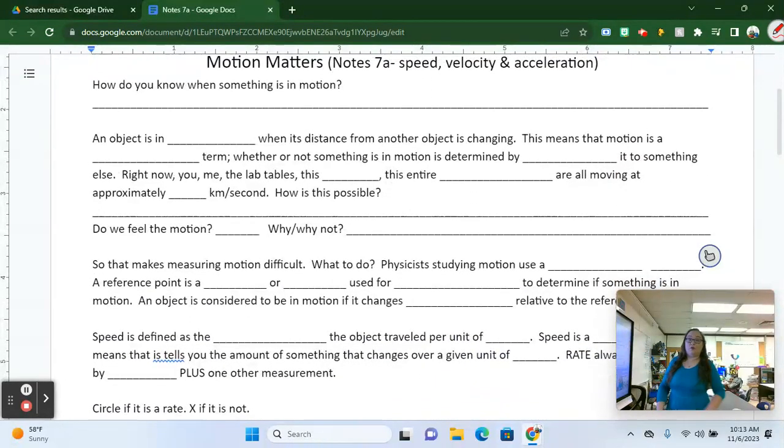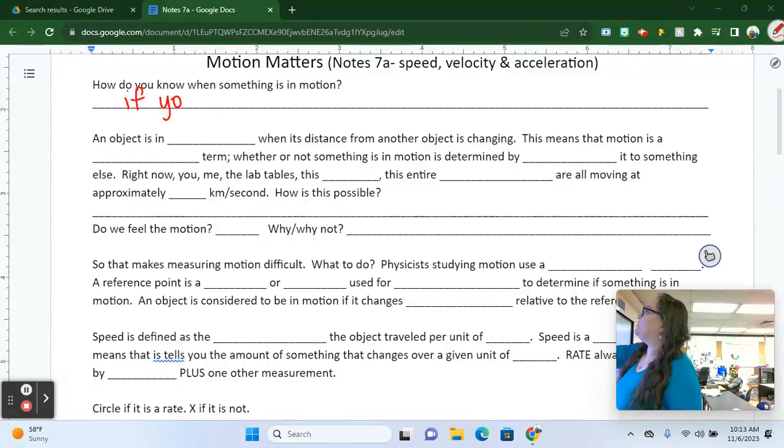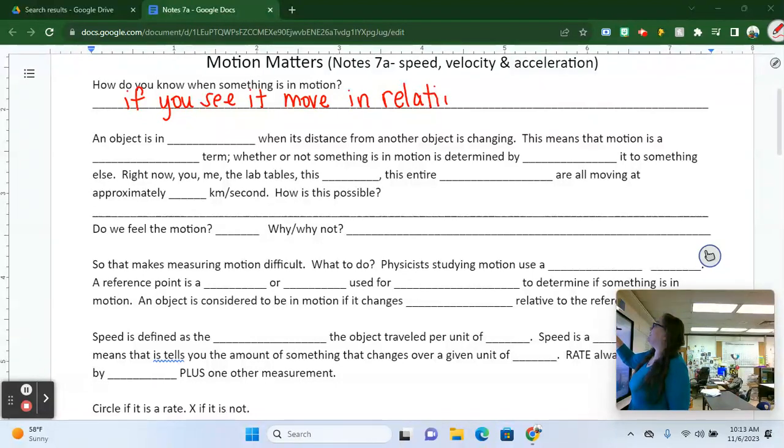So, how do we know when something's in motion? Think about that for a second. Like, how would you know that the ball was getting ready to roll to your feet? How would you know that the pencil was getting ready to roll off the desk? Right, like the desk is still and the pencil keeps rolling, is moving. So you know if something is moving if you see it move in relation or relative to another object.